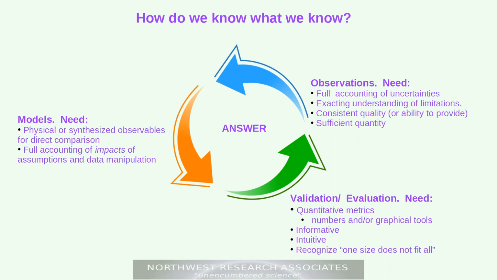And then we go to the models, where we need physical or synthesized observables for direct comparisons. If someone's giving me density and I can only see white light emission from a particular satellite or a particular instrument, we need to make sure that we know how to connect those two so that we can have quantitative comparisons. And there's a lot of steps in there. And a full accounting of the impacts of assumptions and data manipulation. So this is where, in the solar field especially, I work on magnetic field measurements or inferences, or the polarimetry, and then I produce this beautiful data set, and then I give it to the model.